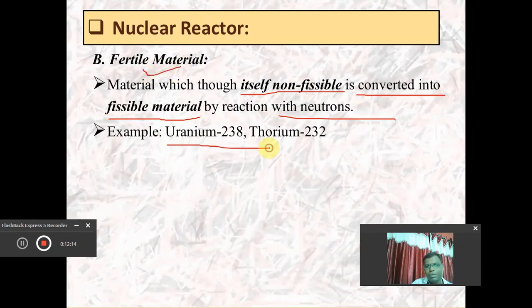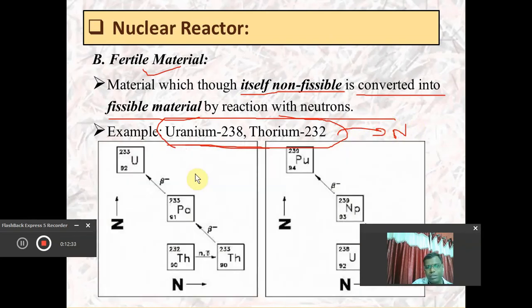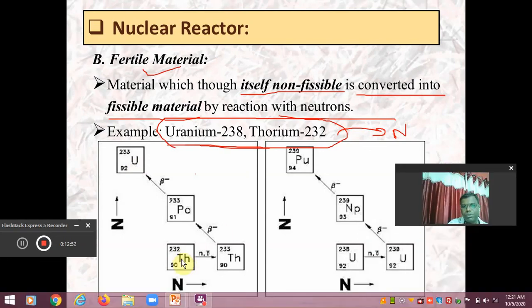The examples are uranium 238 and thorium 232, because these materials cannot undergo fission directly. Initially these materials are converted into another nuclei, and then that nuclei undergoes fission to produce a large amount of energy. That's why these materials are called fertile material. So these are the examples. Here you can see uranium 233 is the fissile material which undergoes fission directly, but thorium 232 gets converted into uranium, but this thorium does not undergo fission directly. That's why thorium 232 is called a fertile material.